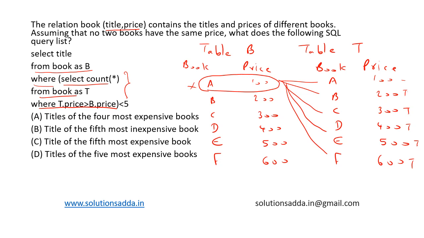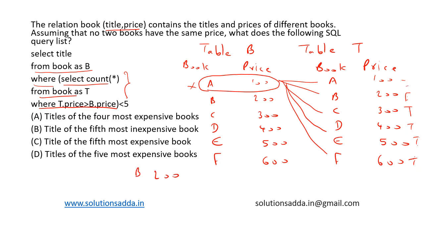So this A will not be taken. Now let's take 200. Now on 200, 100 is less than 200, so this will not be taken, because T.price is greater than B.price only for the larger ones. 200 is greater than 200, this is false, but 300 is greater than this, so this will be true, and this will be true, this will be true, and this will be true. So it returns 1, 2, 3, 4. So this count is 4. 4 is less than 5, so this is also true. So it returns B 200.